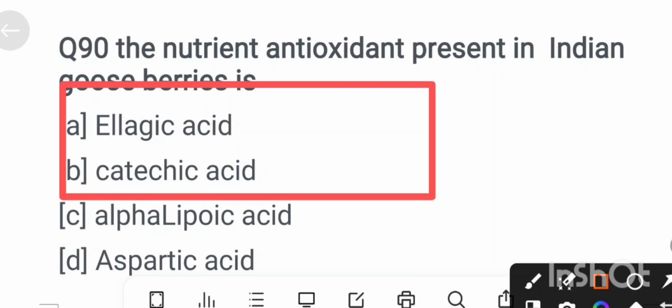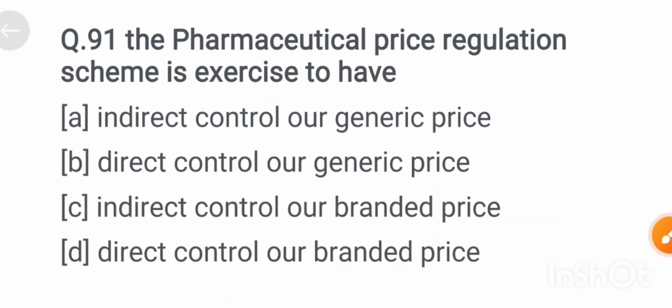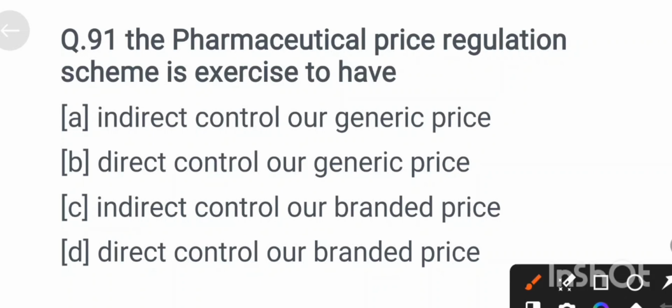Next question. The pharmaceutical price regulation scheme is exercised to have option A indirect control over generic price, option B direct control over generic price, option C indirect control over branded price, option D direct control over branded price. Correct answer is option C indirect control over branded price.